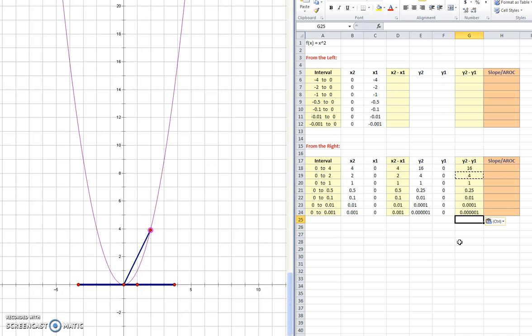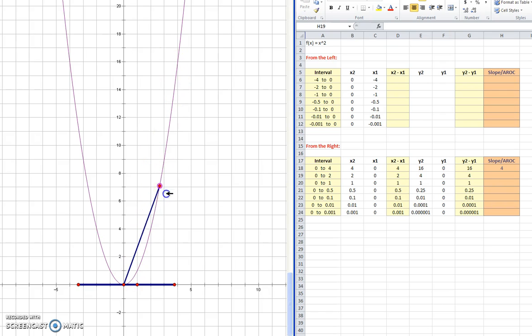All right, now that you have both yellow columns, you can then discover your slope or your IROC. So slope is calculated by taking your difference in y's, y2 minus y1, divided by your difference in x's, your x2 minus x1. Okay, so 16 divided by 4 is going to be 4, and that means that the slope of this secant line is going to be 4.